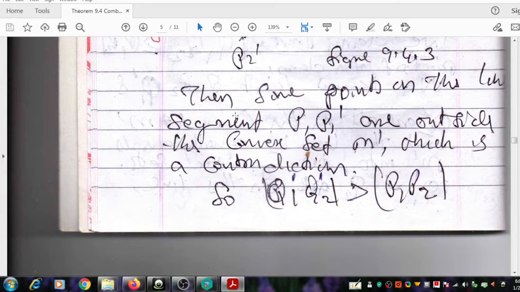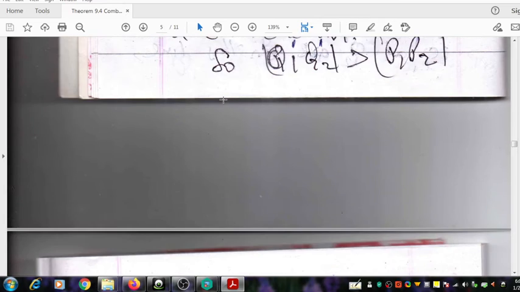So we get a contradiction. Since the convexity is affected, we get the contradiction. Therefore, the length of the line segment q1 prime q2 prime must be greater than the length of the line segment p1 p2.